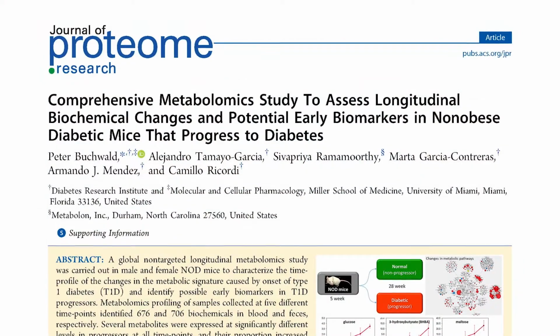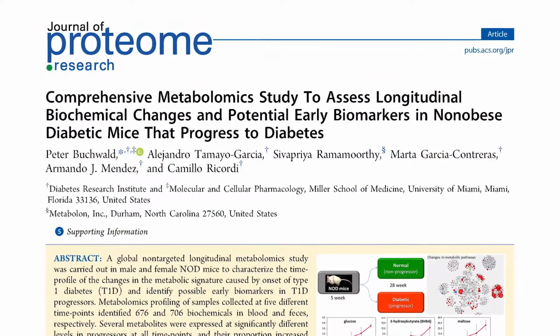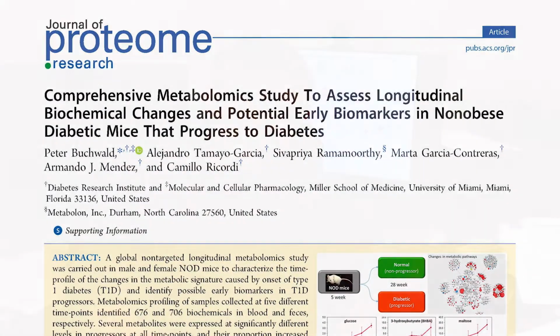So this was a study where we were trying to see the effect that diabetes onset has on the change of the biochemical composition of mice. In this case, we used NOD mice, which is the classic animal model of type 1 diabetes. We were able to detect and quantify almost more than 700 compounds. These are small molecule biochemicals, so classic metabolites that are all in the body.